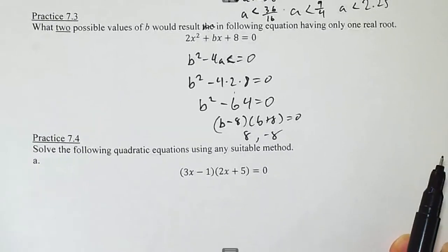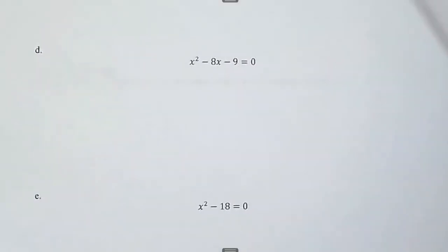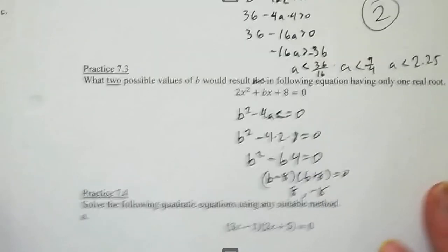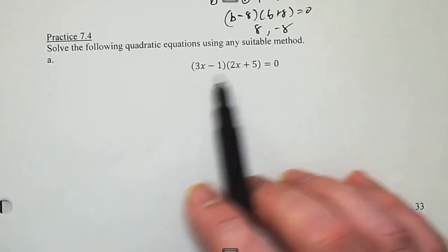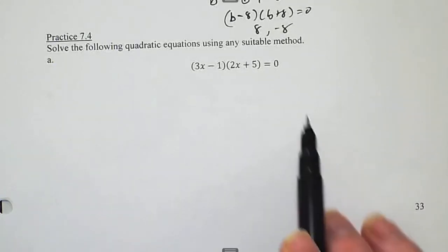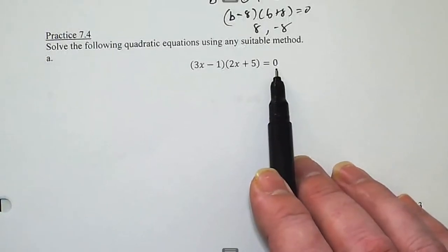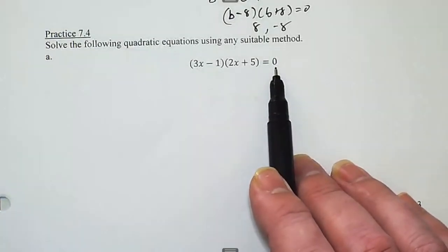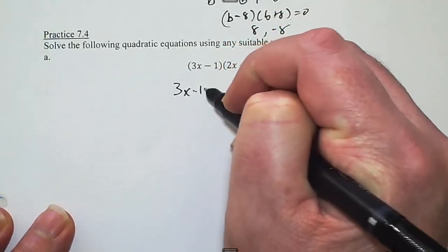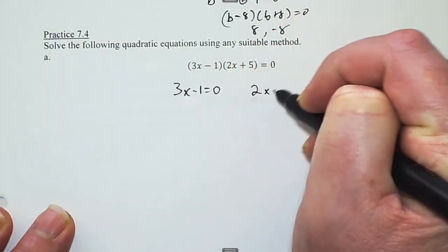All right, for practice 7.4, we're going to just take a nice mixed review of some problem types. You always want to work them together. All right, so here we have one that's factored. I get excited when I see something factored, but it has to be equal to 0. It is, right? So because it's equal to 0 and it's factored, we have very little work to do. We just set each factor equal to 0.